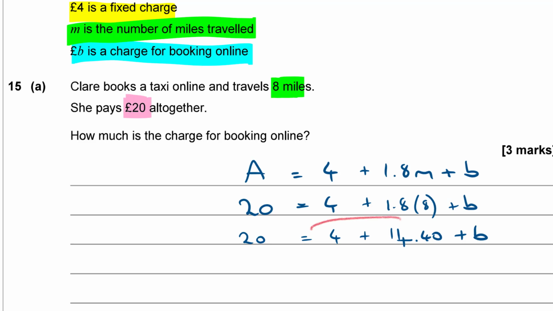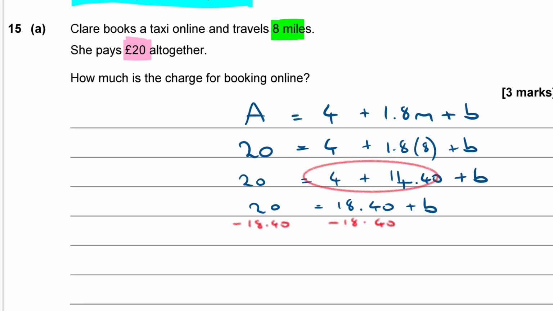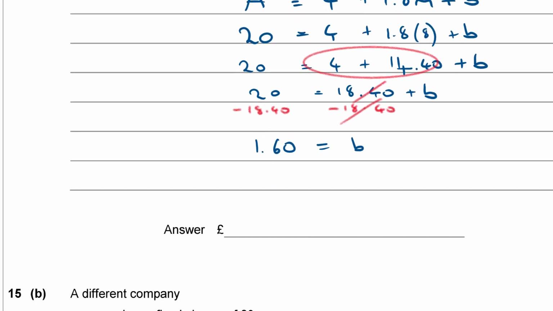Let's just add these bits together first. So 20 equals 4 plus 14 is 18, so that's £18.40, isn't it? Plus B. So now we can subtract £18.40 from both sides. See what we're left with. So 18.40 subtract 18.40 on the right, they're going to disappear, aren't they? Leave me just with the B on the right hand side. And 20 subtract £18.40 leaves me with £1.60. So that must be my booking fee, £1.60.